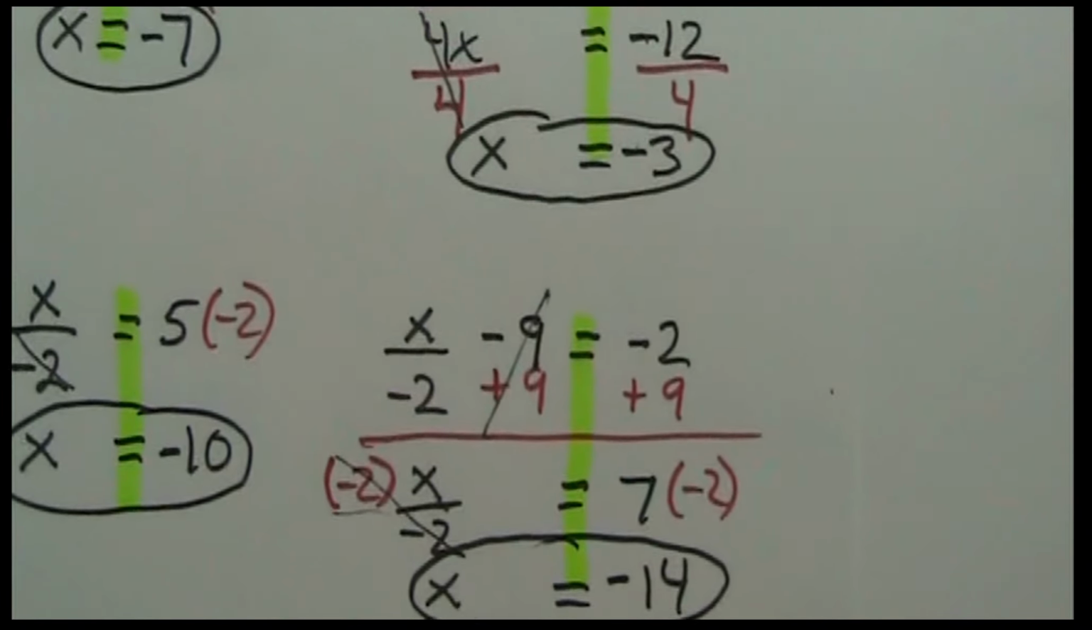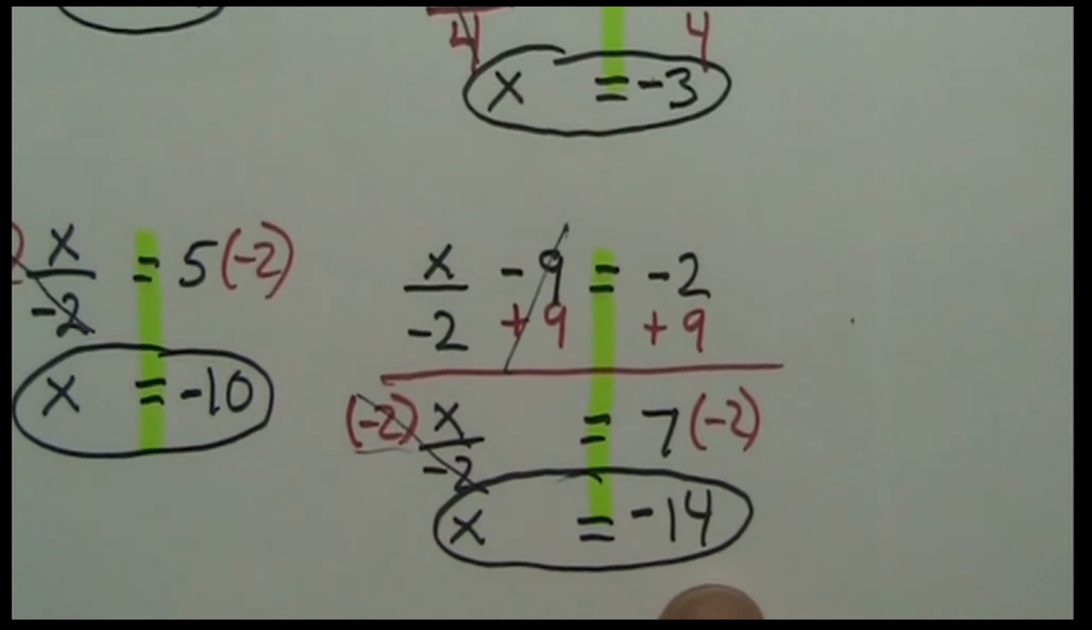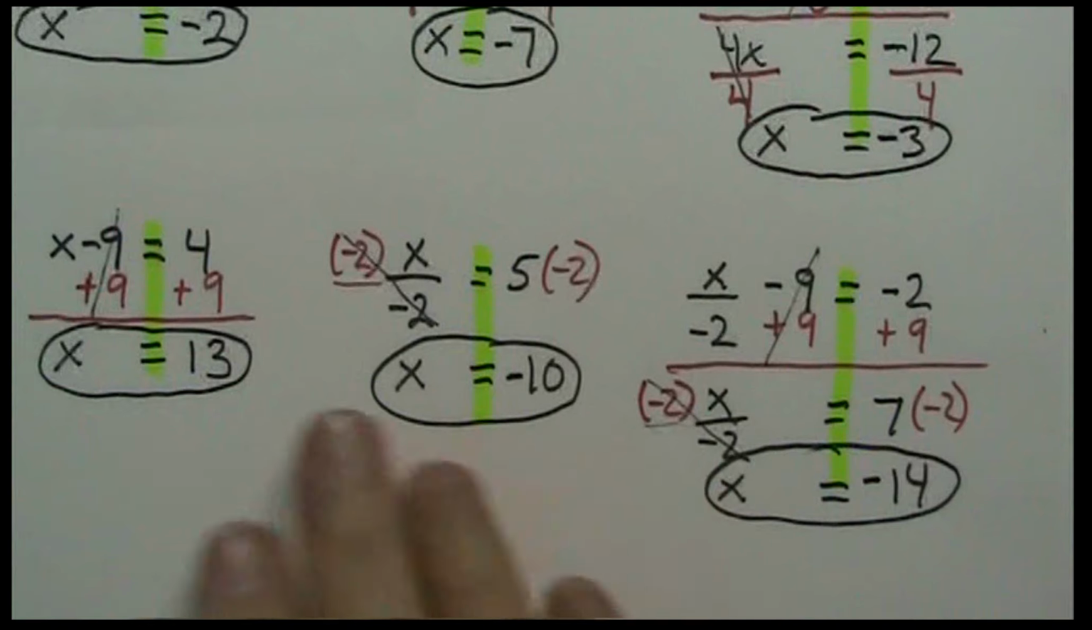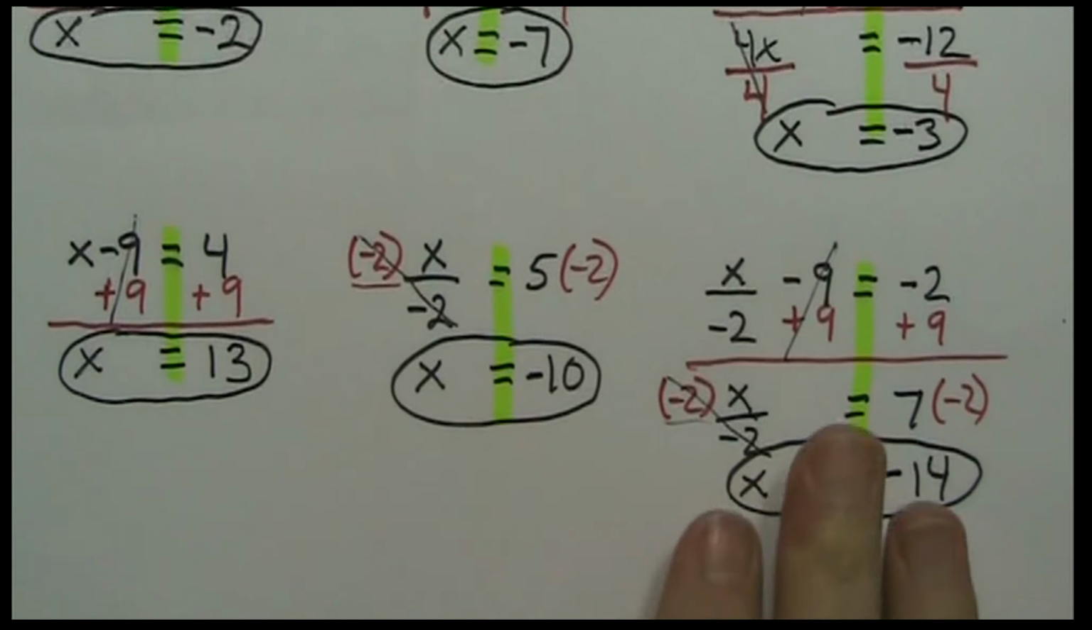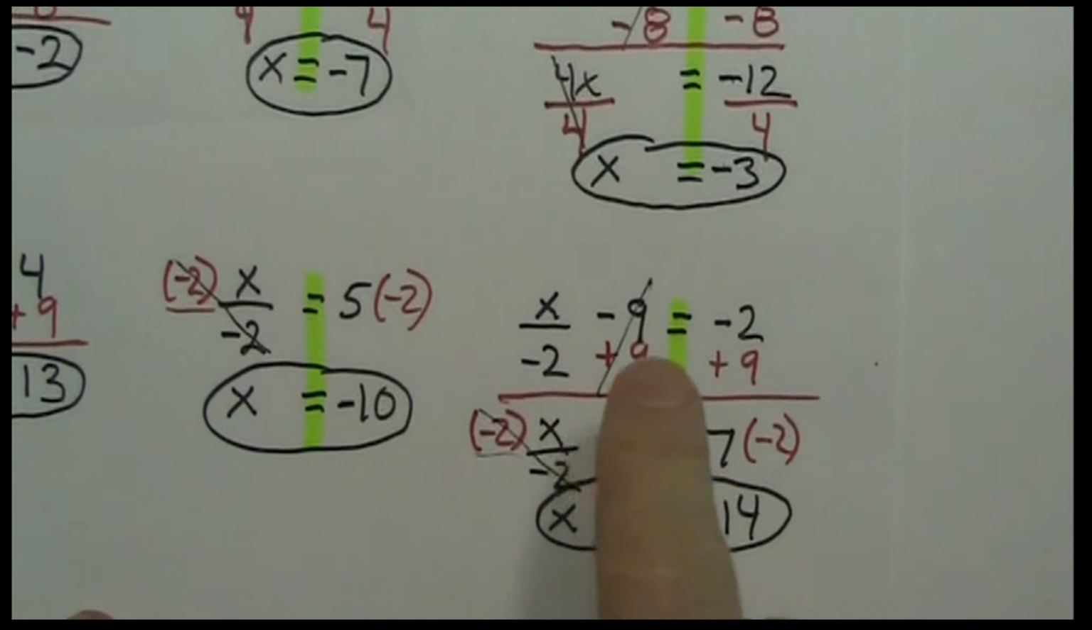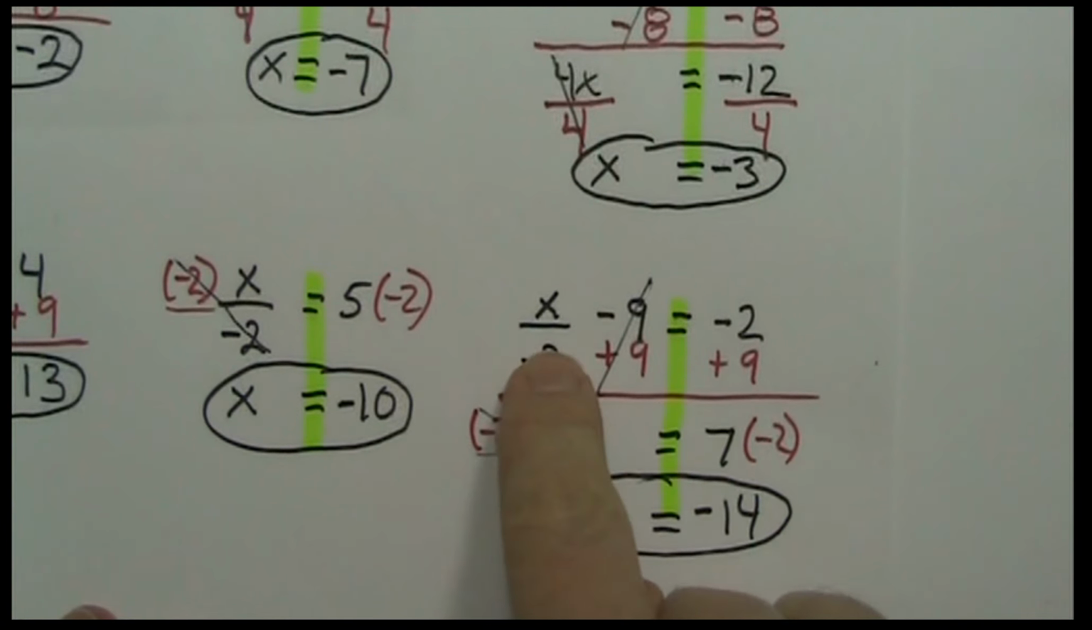Okay, so hopefully it's clear now how to solve a two-step problem. So I just kind of broke it down a lot with you, but this is how you solve a two-step problem. Get rid of the constant, then get rid of the coefficient.